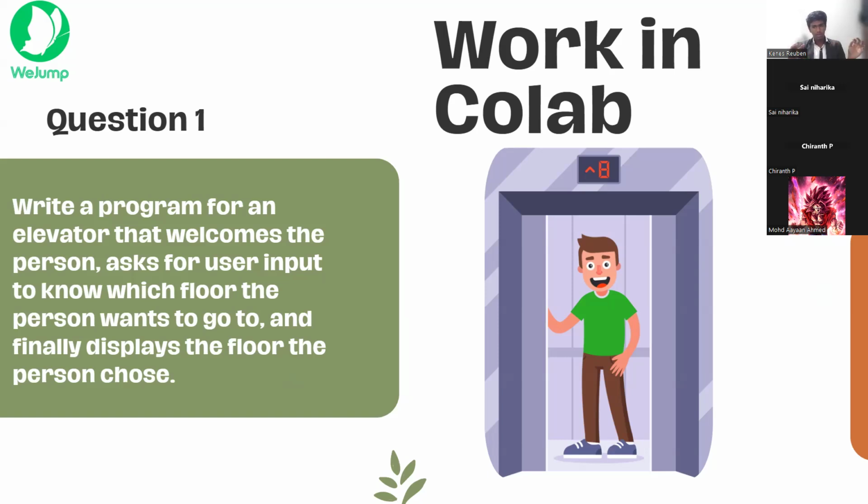It says hello, anyone, or just hello is enough. Then it is going to ask a question. So if you remember, how you ask the user is you use input. By using input, you ask the user which floor they want to go to. And remember, floors are represented in numbers, so you know what data type to use, right? So you get which floor they want and then print that floor below.